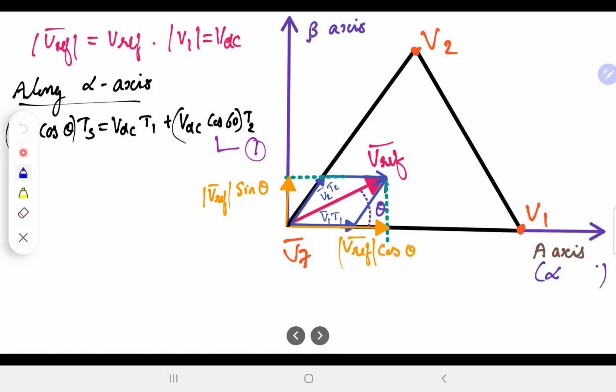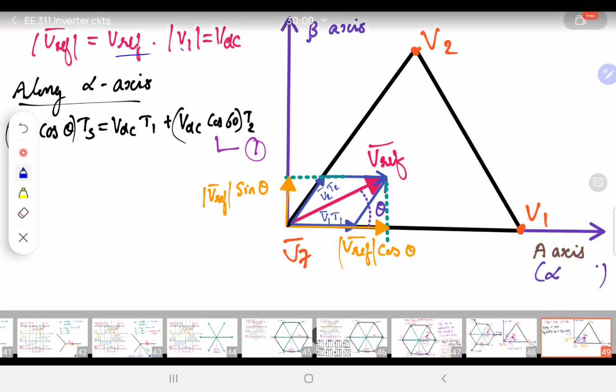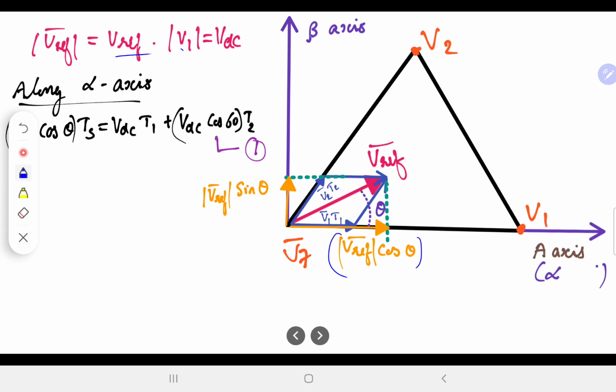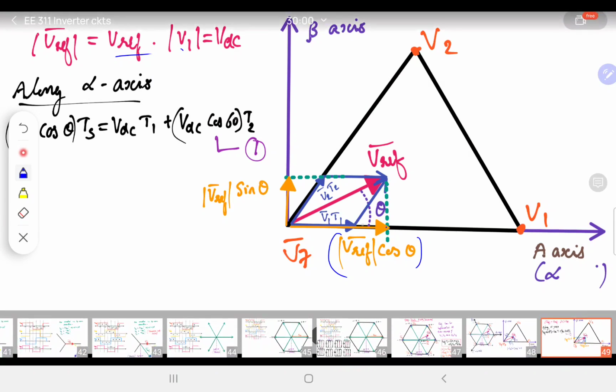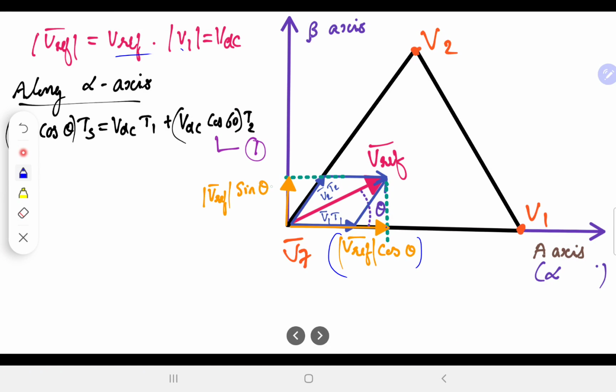Okay, so how do you resolve it along this one? So we'll look at that. So the modulus of vref is vref, the modulus of v1 is vdc. So along the alpha axis, if you look at the resolution, vref cos alpha, the mod of vref cos alpha is the component here which is shown in orange color, and the mod of vref sin theta is the component along the beta axis.